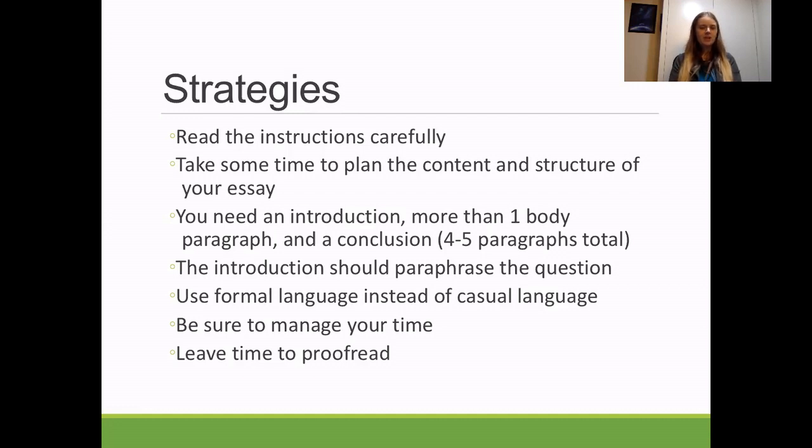Be sure to manage your time and be sure to leave time to proofread. Try not to use up all of your writing time just writing. You need a few minutes at the end to go through. You might have made some really simple, obvious mistakes. You might have made some spelling errors, so you need to give yourself time to go over it at the end. Not an incredibly long time, but a couple of minutes at least.